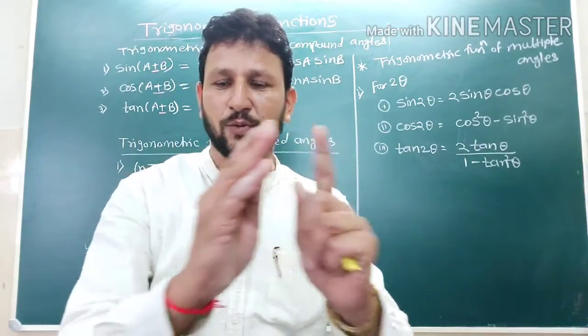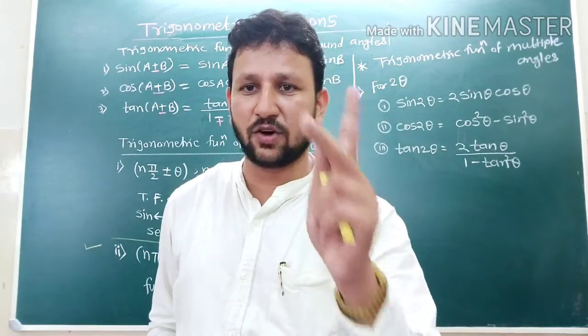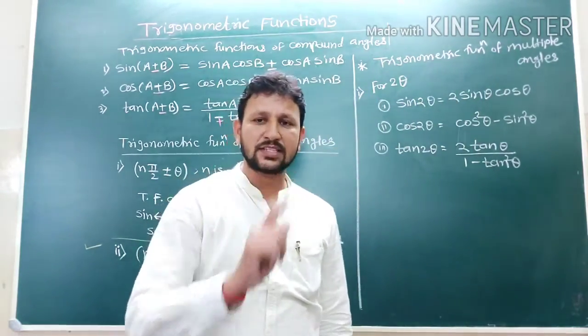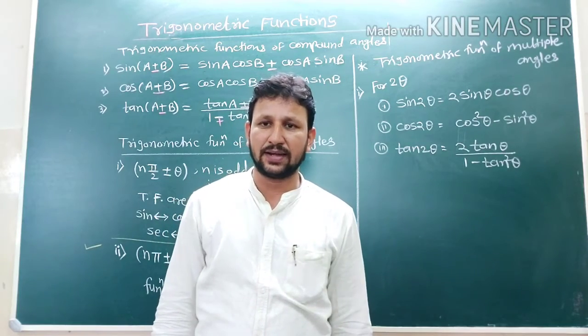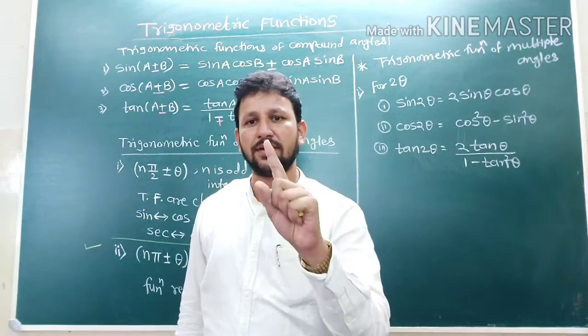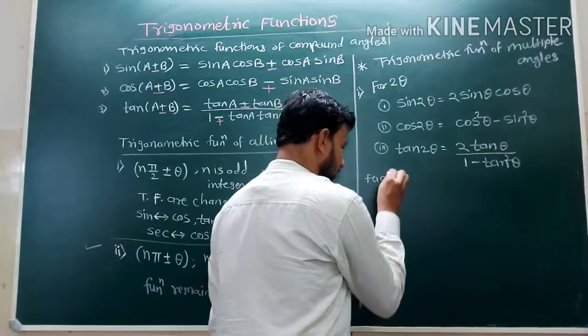Also you have learned the formulas for the angle 3 theta, that is sin 3 theta, cos 3 theta and tan 3 theta. After this you have learned the concept of factorization and defactorization. We need only the factorization formulas, so I am taking only the factorization formulas. See the factorization formulas.